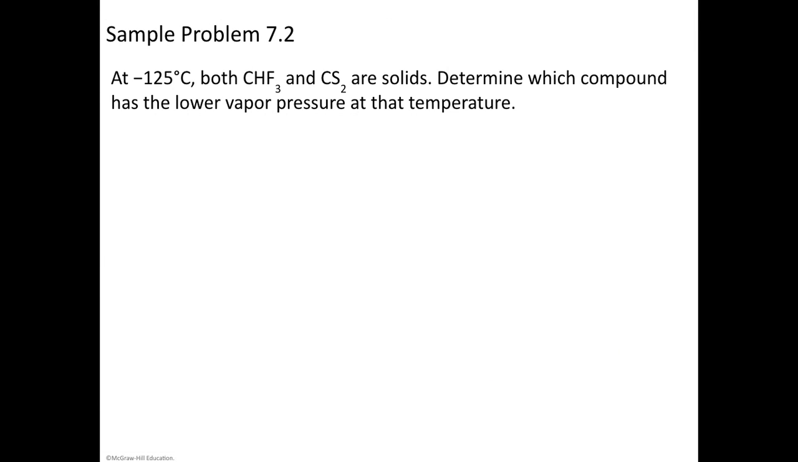And so, when you look at a question like this, we're at negative 125 degrees Celsius and we've got two solids. And the question is, which is going to have the lower vapor pressure at that temperature? The compound with the lower vapor pressure would have the stronger intermolecular forces. That seems a little bit backwards. But again, if there are strong intermolecular forces, the particles are being held together more strongly. They're going to have less tendency to go into the gas phase.